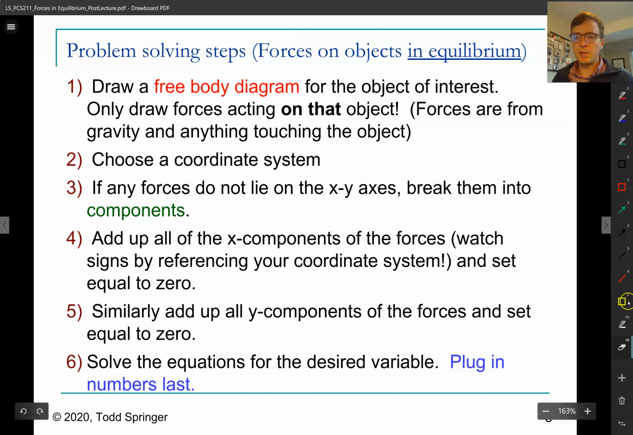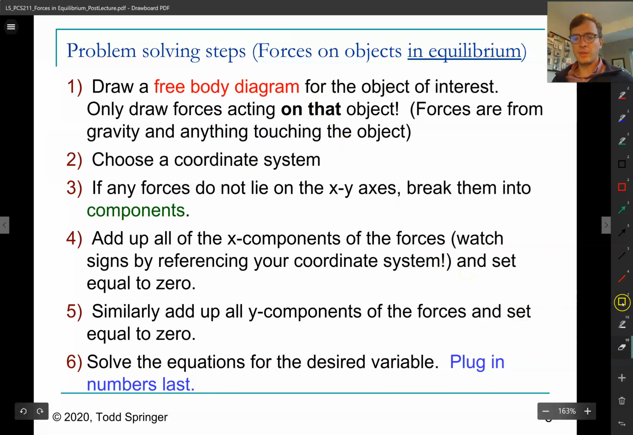Second step, pick a coordinate system. You've got to decide which way is going to be positive, which ways are going to be negative. That will help you with the signs in your equations. So this is up to you. You can choose your coordinate system however you like. Your final answer will not depend on the one that you choose. Everybody will agree on the physical result, but you have to make a choice and stick to it.